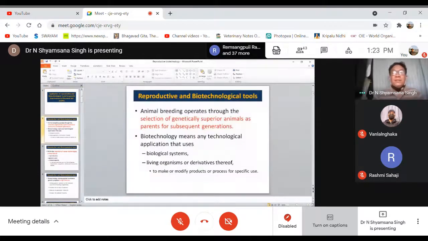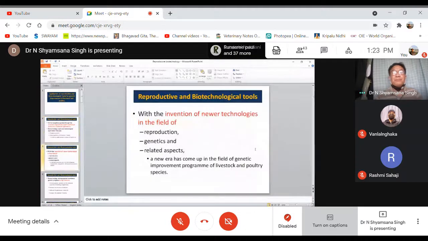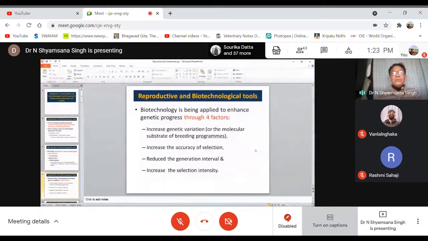Now here, biotechnological tools means the different techniques developed in the field of biotechnology. So many techniques are there, and one by one we'll discuss. These techniques can be utilized for genetic improvement of our livestock and poultry species. The different techniques were developed in the field of reproduction, genetics and related aspects.